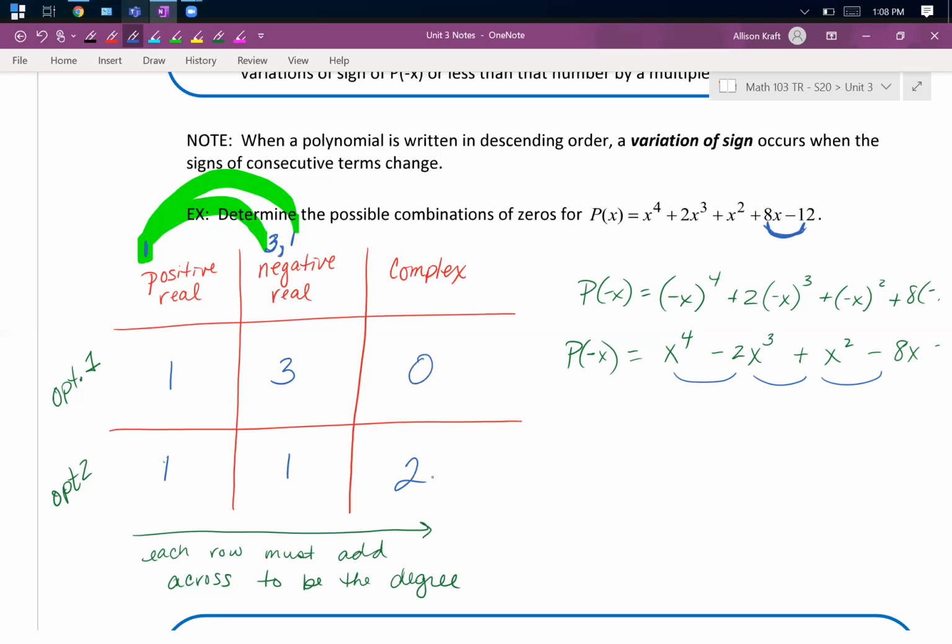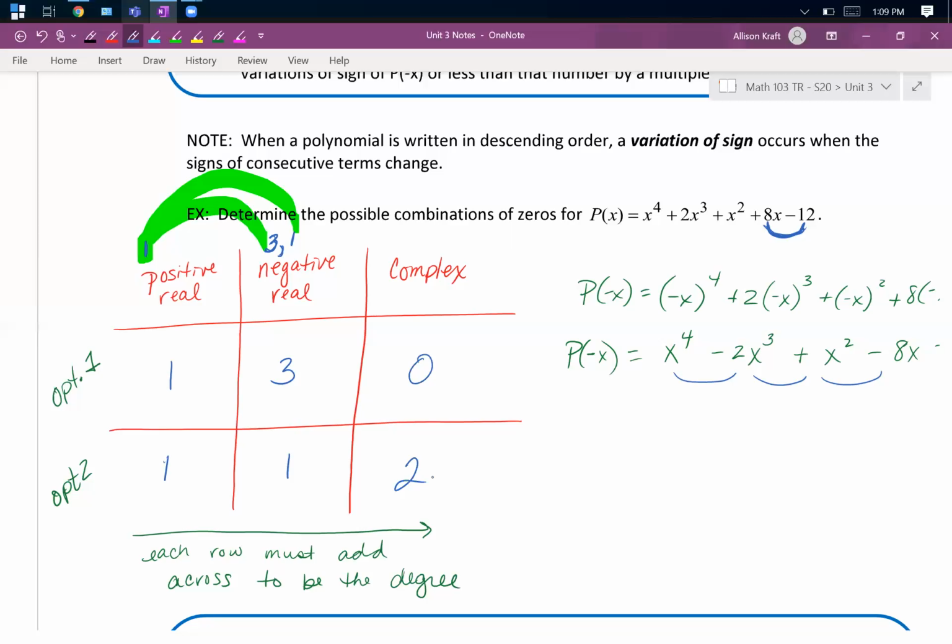When making my chart, I always double check when I'm done to make sure that all of my numbers in the complex columns are multiples of 2. We know complex zeros come in pairs, so I always make sure that I didn't make a mistake and I have multiples of 2 there. All right, so this is our chart. What does it tell us?